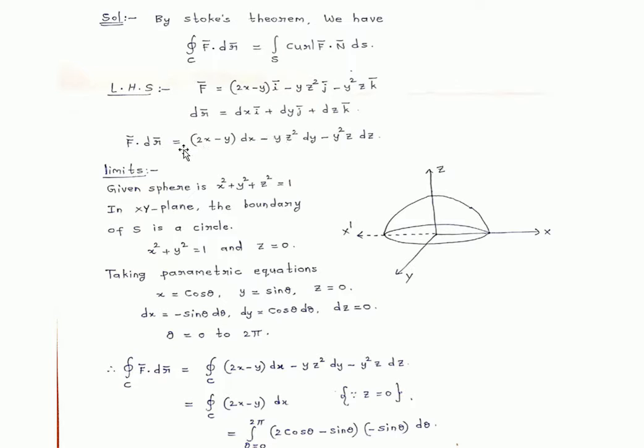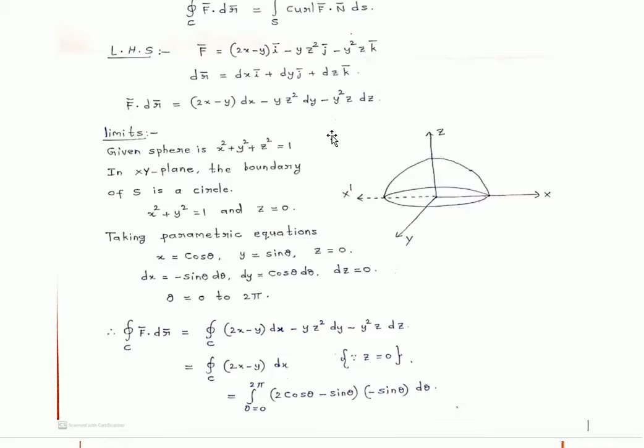F bar dot dr bar is 2x minus y dx, I bar coefficient into I bar coefficient, 2x minus y dx. Next plus j bar coefficient into j bar coefficient means minus yz square dy minus y square z dz. Let us decide the limits for this line integral.